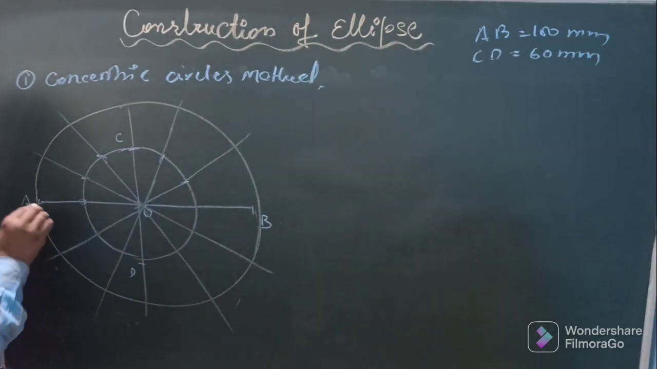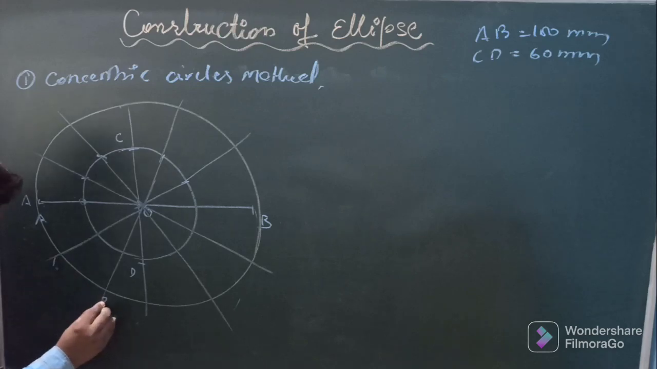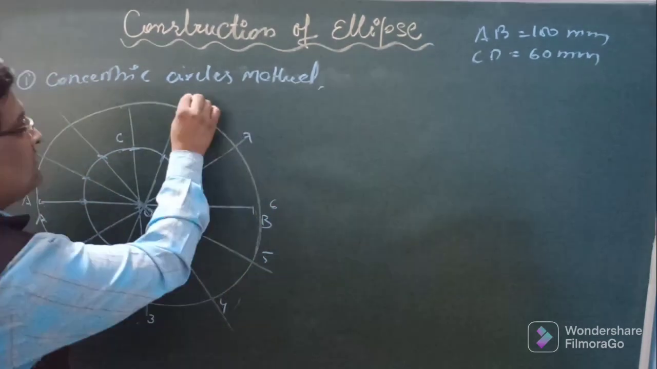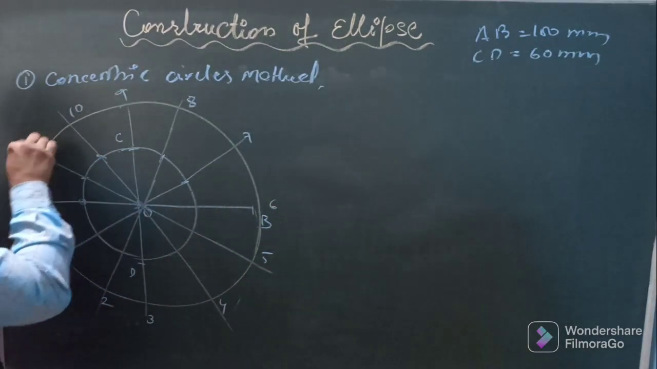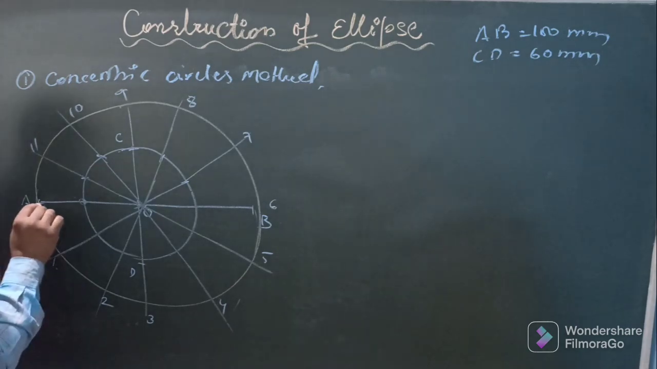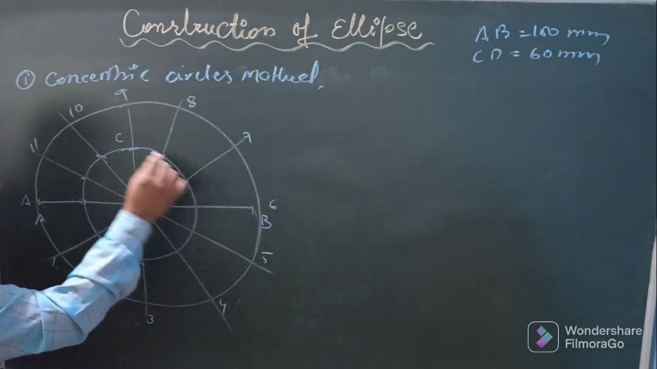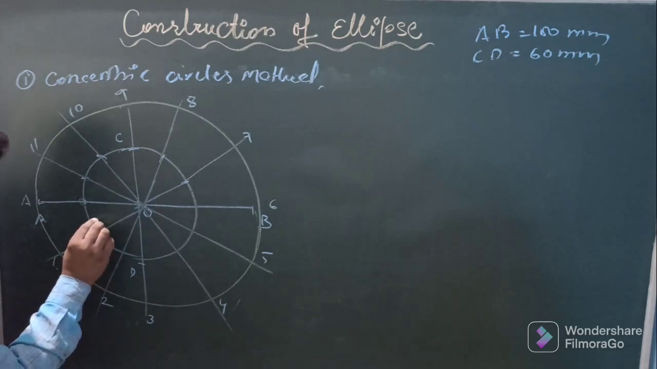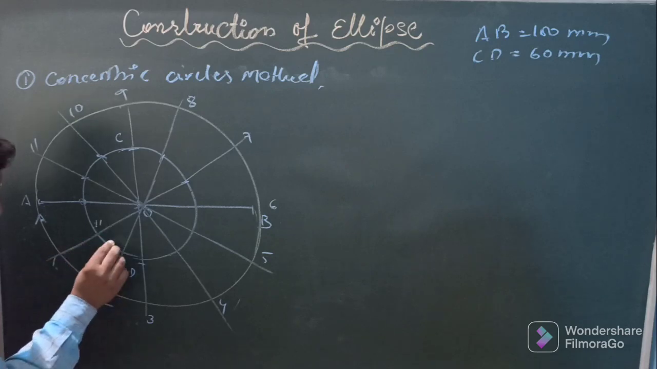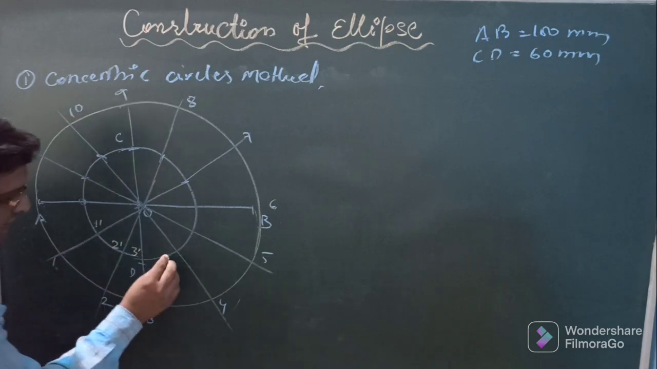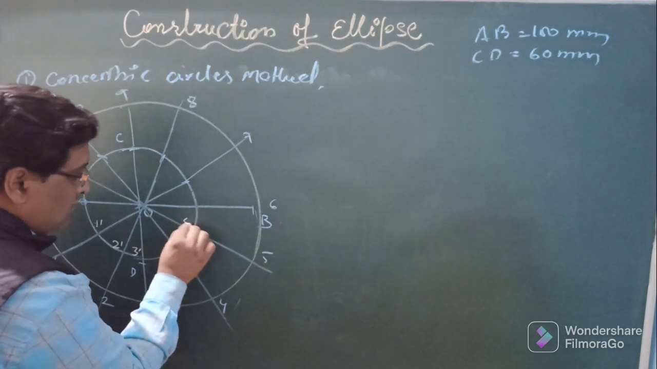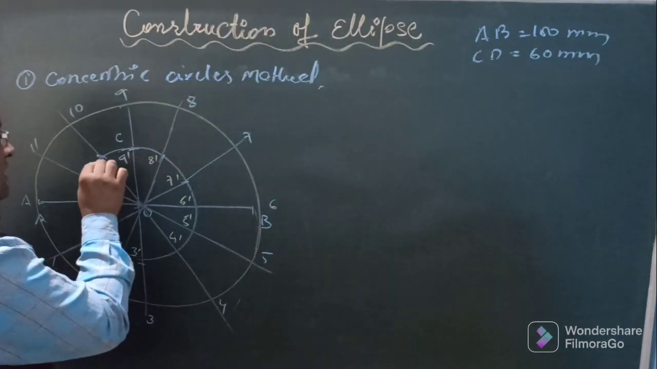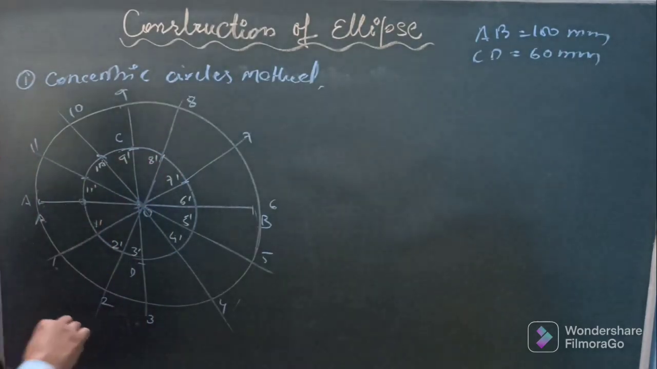Now you can start marking from this side. Say this is 1, 2, 3, 4, 5, 6, 7, 8, 9, 10 and 11. Give markings of the respective points on the smaller circle as 1 dash. This is 1 dash, this is 1, so this will be 1 dash, 2 dash, 3 dash, 4 dash, 5 dash, 6 dash, 7 dash, 8 dash, 9 dash, 10 dash and 11 dash.